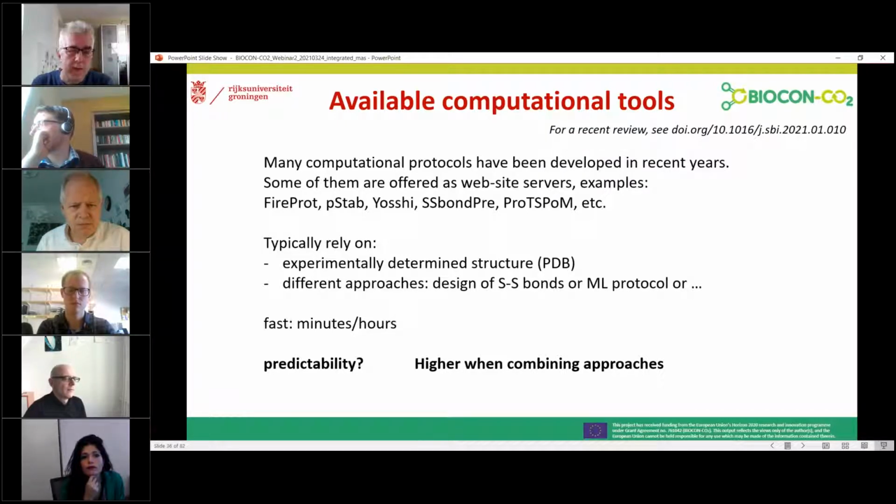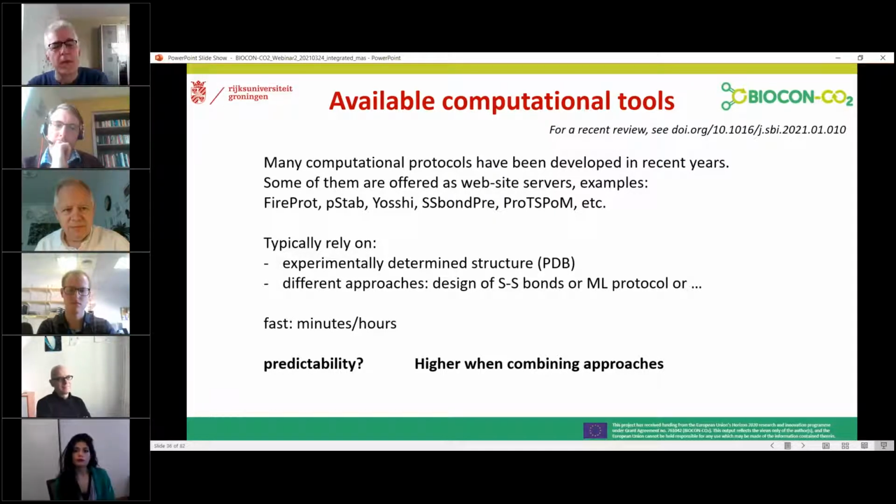Attractive here is that these servers are quite quick. You get your results in a few minutes or hours, but that's still all results on paper. You could say, this is just a prediction of what you should do, but you still need to do it in a lab. And then one has to wait and see which one really works. And the predictability, I have to say, is not always perfect. Therefore, in our group, we focused on combining some of these kinds of approaches into one protocol, such that the predictability at least is getting to a reasonable level.